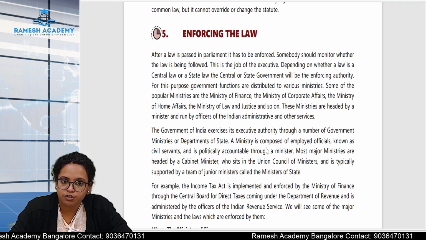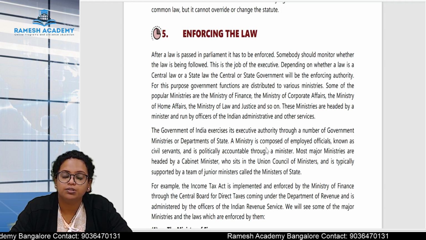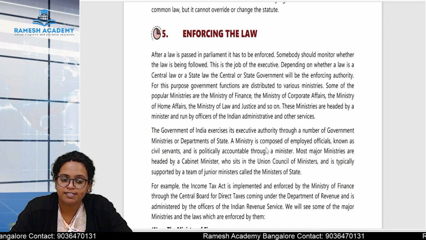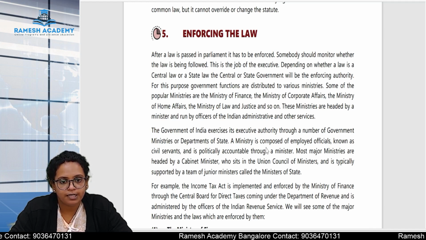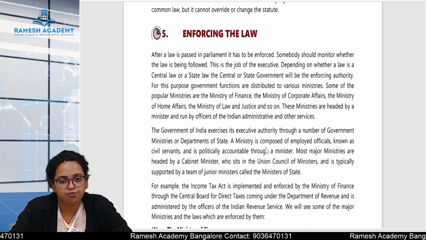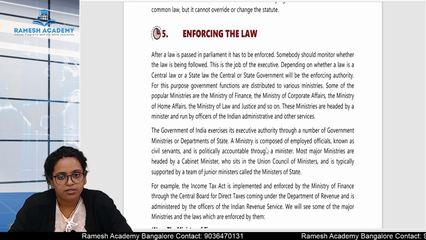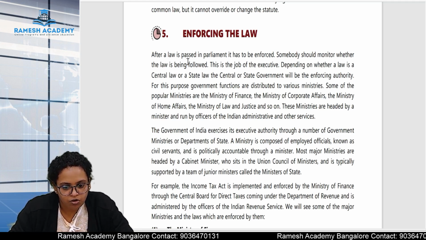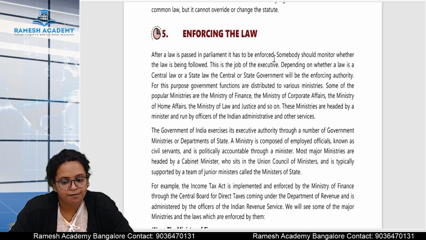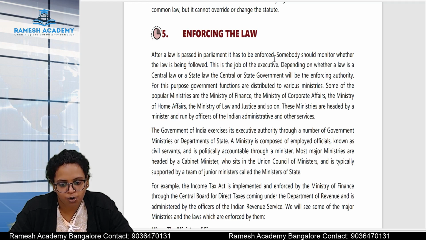Once the President of India approves it, it will be published in the official gazette. The gazette should also say when it is effective from. Say it is effective from today, and from today we should enforce the law. We should implement that law in our lives. So that is enforcing. Mark this line: after the law is passed in the parliament, it has to be enforced, it has to be acted upon.